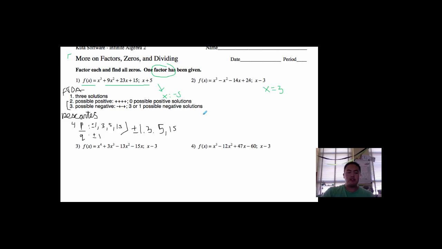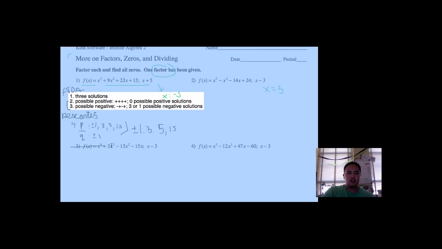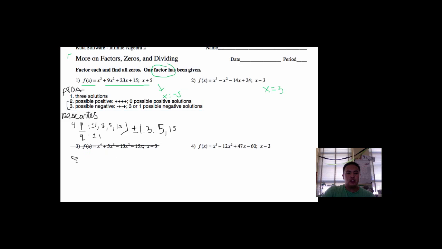And the last step, step number 5, and I'm cutting into question number 3 here. The last step is I have to test all these numbers. There has to be 3 solutions, right? Because we figured it out. And the cool thing is that we found out that there are 0 possible positive solutions, right? So I'm not going to test positive 1, positive 3, positive 5, or positive 15. I'm done with that. I'm going to check all the negatives.